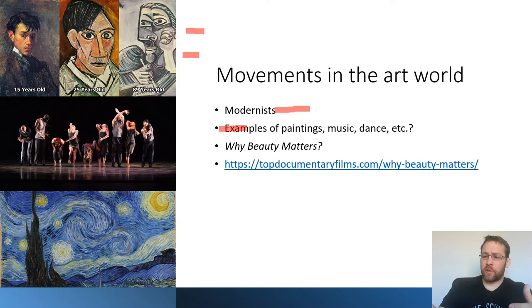You look at a Picasso painting, the more famous Picasso paintings, we'll say, and there are these deconstructed geometrical shapes. So you look up here on the far left, this was Picasso painting at 15 years old. Picasso painted this at 15. It's like, oh, he knows how to paint realistic images.